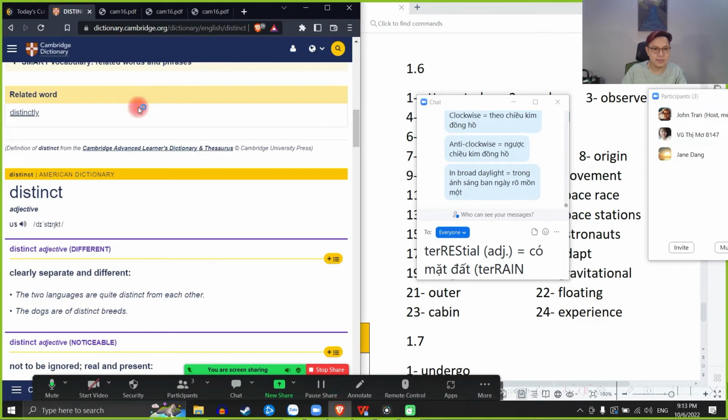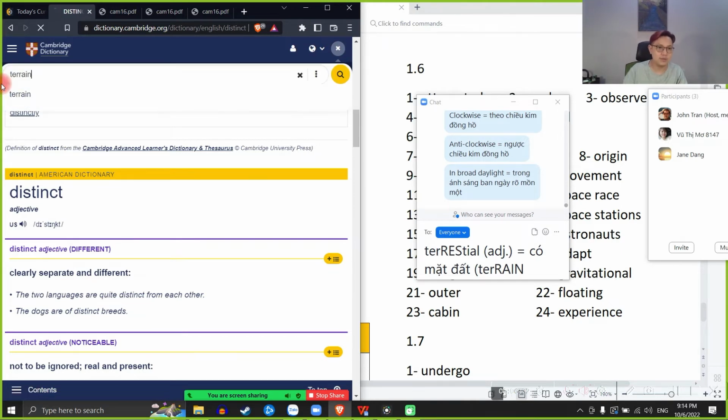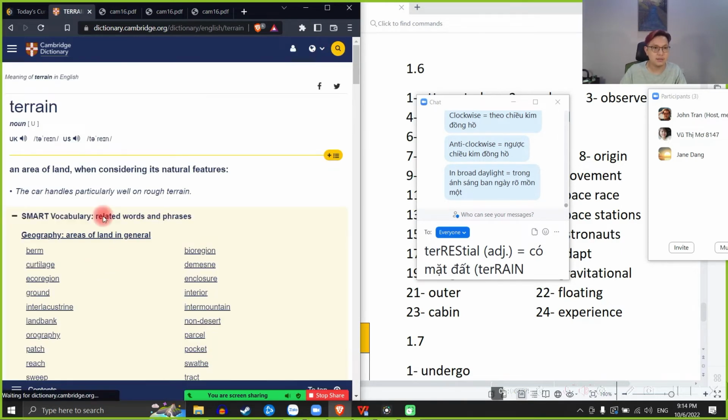Terrain. Look at the word terrain here. You remember this word terrain? Area of land when considering its natural features. Terrain là cái đất đá đó, nó có cái vị trí địa lý, nó có cái vị trí, cái vùng đất như thế nào. Terrain.